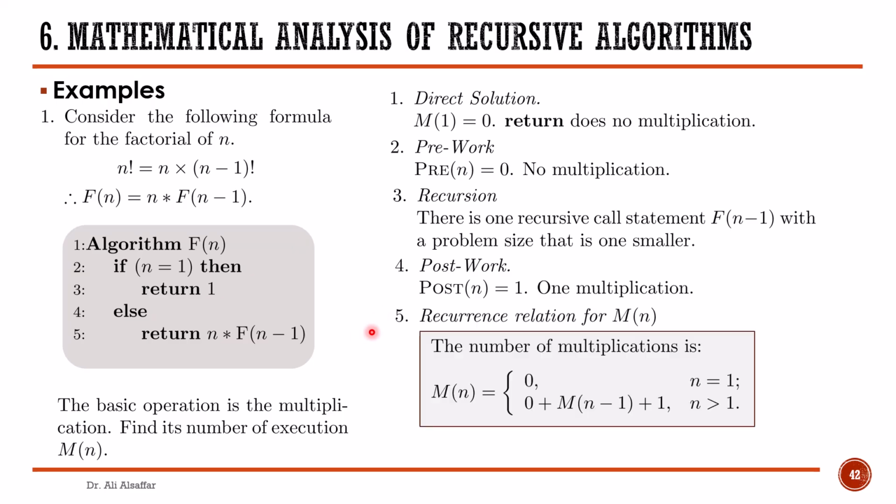As a final result, the number of multiplications M(n) is equal to 0 for n equals 1, and for n greater than 1, it is equal to 0 for the pre-work, plus M(n minus 1) for one recursive call with size n minus 1, and a plus 1 for the post-work. Let's find a solution to this recurrence relation to determine its growth rate and efficiency.